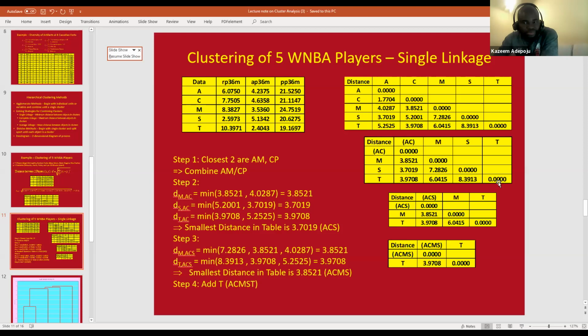Now, the next thing, how do I get this column here? To get this column here, I'm going to come here. Which one is smaller between this and this? Oh, it's 3.8521. That is the smaller number between these two, and that's what I write here. What is the smaller number between this and this? That is 3.7019. That's what I write here. What is the smaller number between this and this? That is 3.9708. That's what I write here.